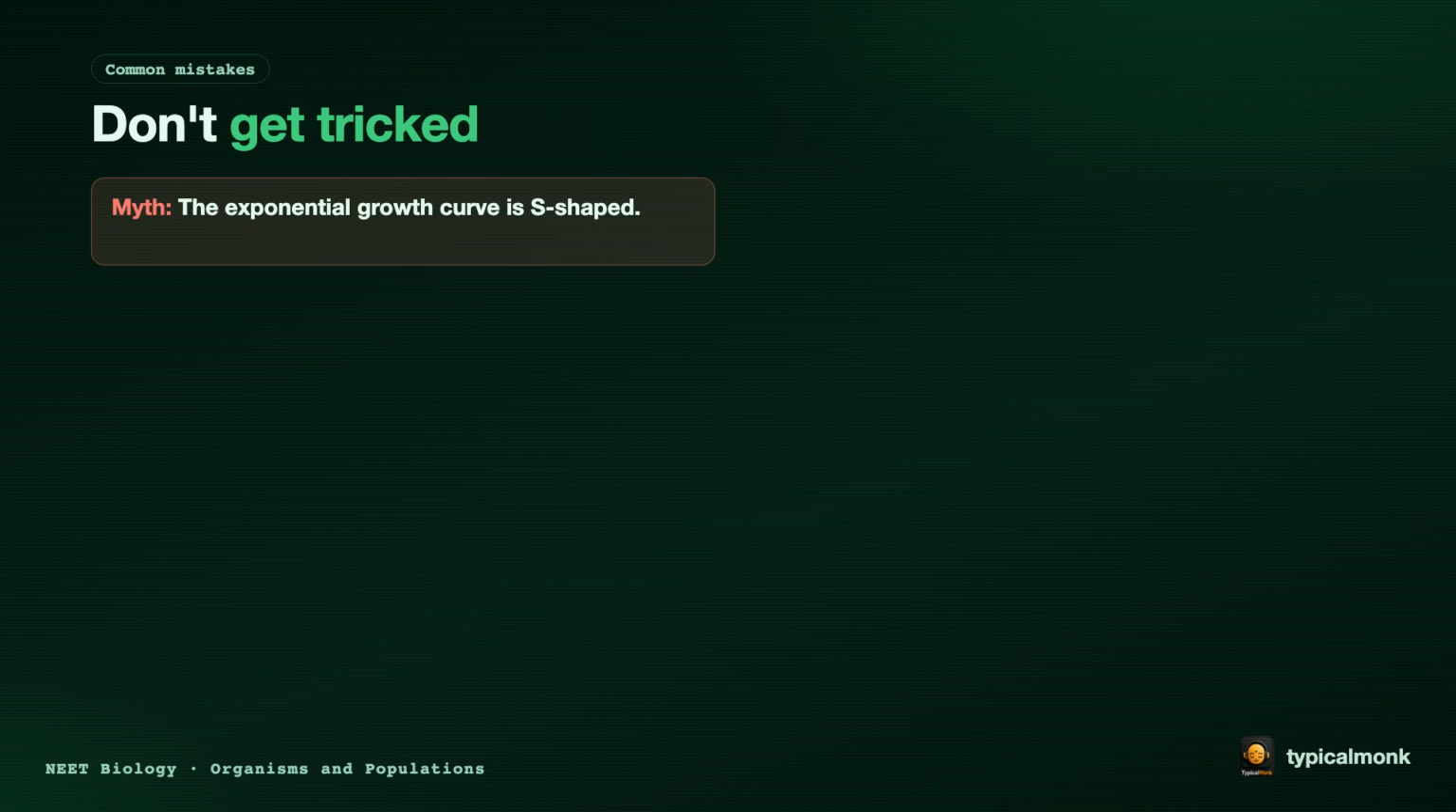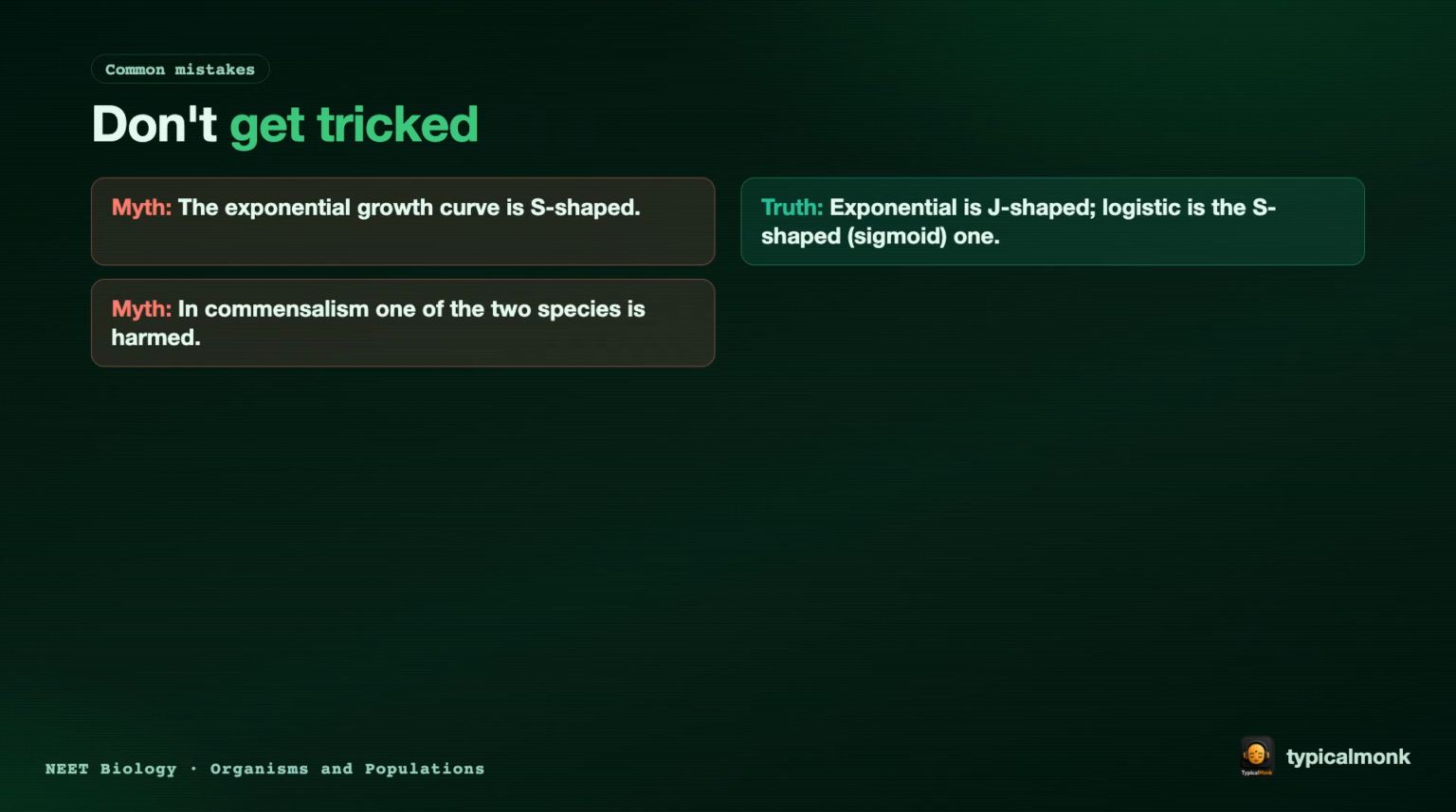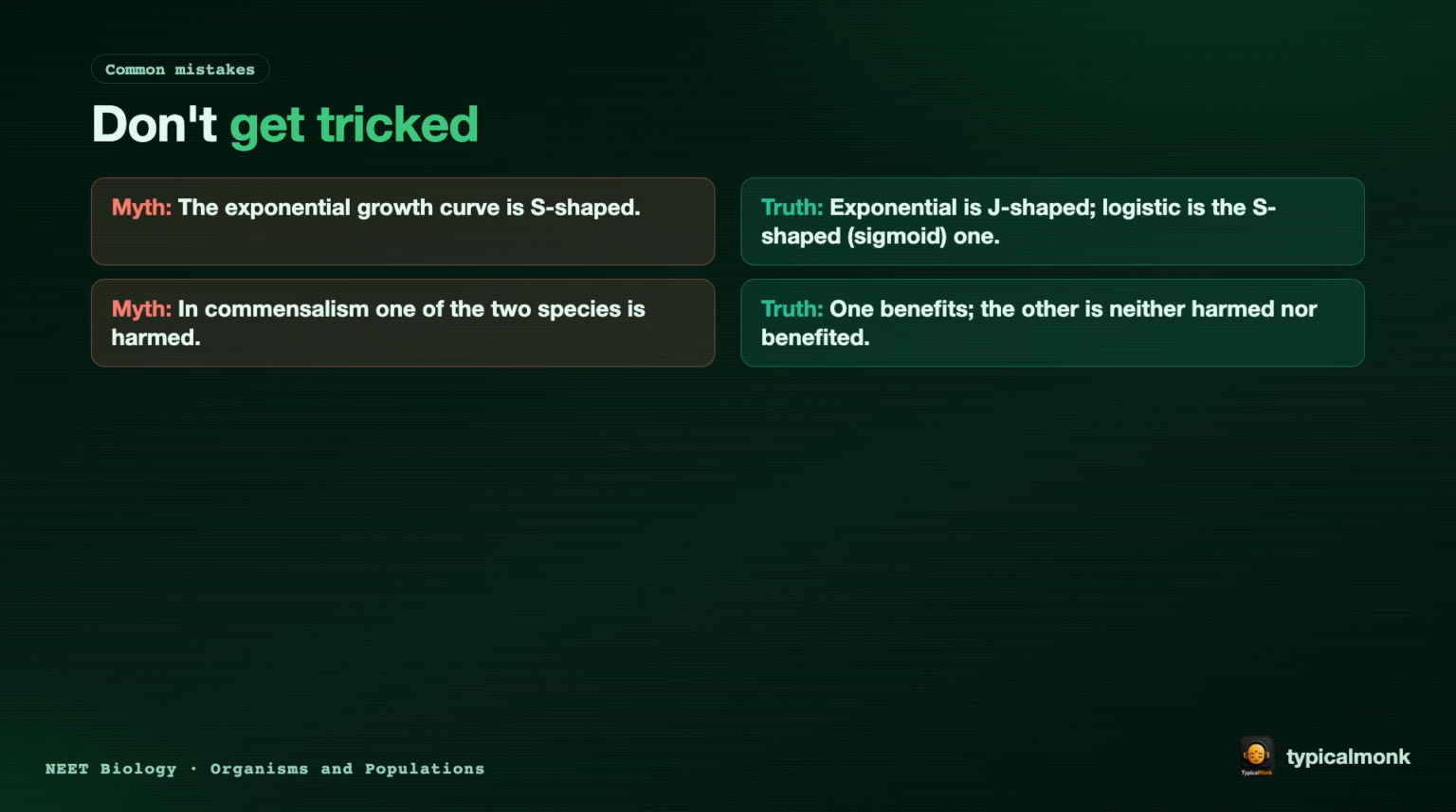Now let us kill the errors that students fall into. Misconception. The exponential growth curve is S-shaped. Truth, exponential is J-shaped. The S-shaped, that is sigmoid, one is logistic. Misconception. In commensalism, one of the two species is harmed. Truth, one benefits, the other is neither harmed nor benefited.